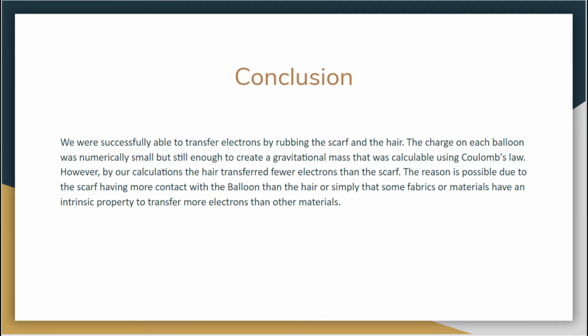Conclusion. We were successfully able to transfer electrons by rubbing the balloons with the scarf and the hair. The charge in each balloon was numerically small, but still enough to create a force that was calculable using Coulomb's law. However, by our calculations, the hair transferred fewer electrons than the scarf. The reason is possibly the scarf having more contact with the balloon than the hair, or simply that some fabrics or materials have an intrinsic property to transfer more electrons than others.